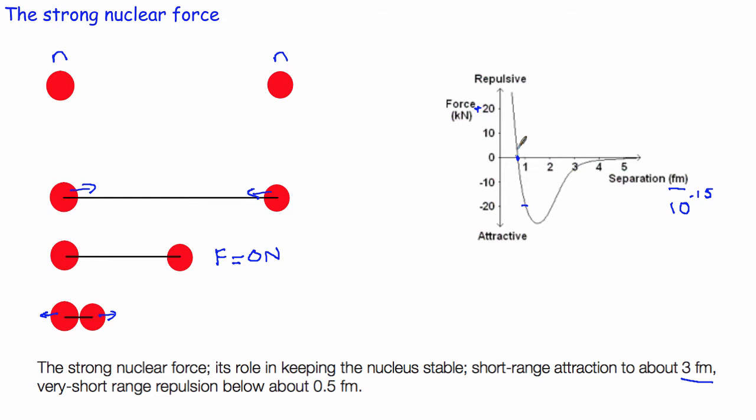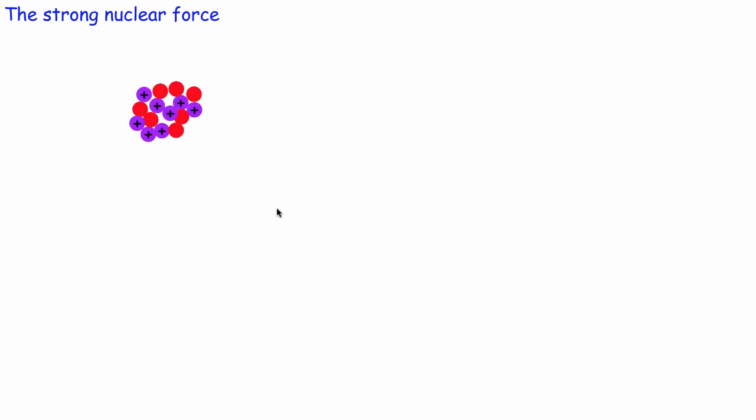So basically what they're really saying is that you need to learn this graph, and you have to be able to state these numbers. So these are the numbers that really you need to learn. So we're going to have a look at this now. We're going to have a look at how the nuclear force keeps these things stable, and what happens if the nucleus becomes unstable. So here we've got a nucleus, and it's got obviously our protons and neutrons in it, and at the moment the strong nuclear force is keeping this nucleus stable.